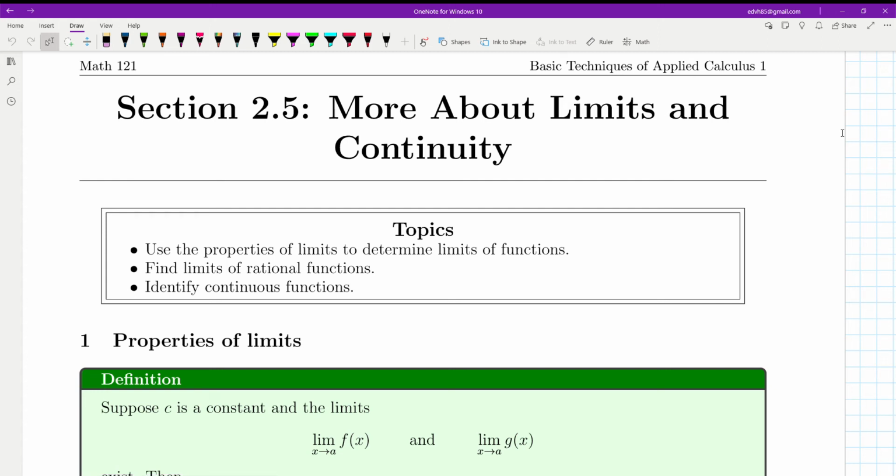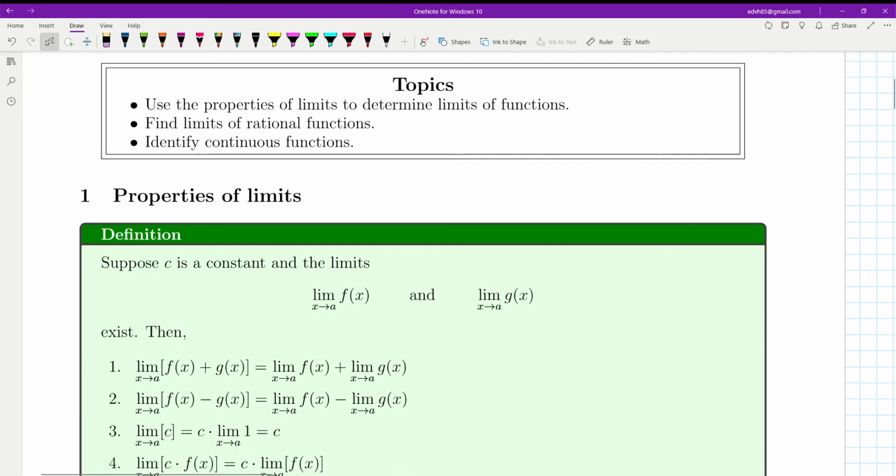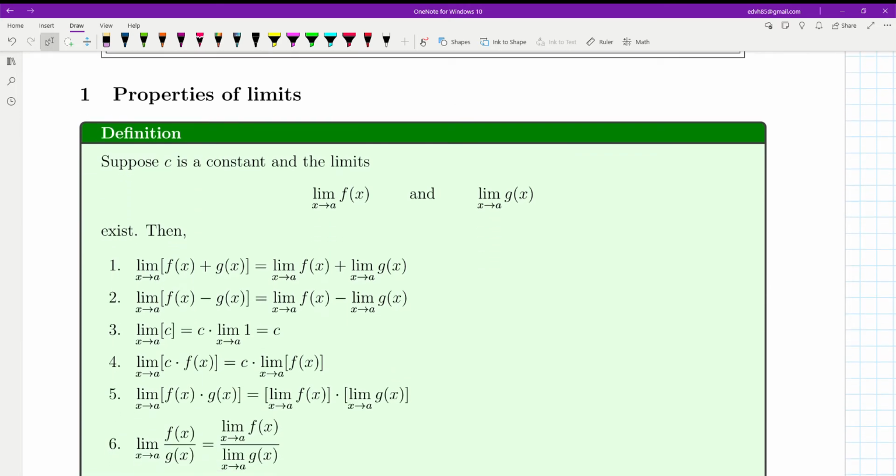Alright, so in this video we go over section 2.5, more about limits, and we introduce a new concept which is continuity. In this section we will discuss the different properties of limits that are implied every time we evaluate or compute a limit, some of these properties that are behind every time we compute one of these. And then we will look at limits of rational functions. In this case, we already looked at some of those, but this time we're going to look at limits at infinity, by the way, and then identify continuous functions and go over the concept of continuity.